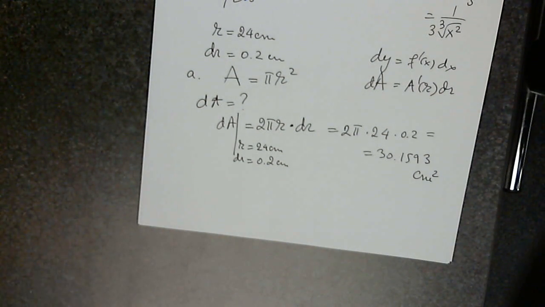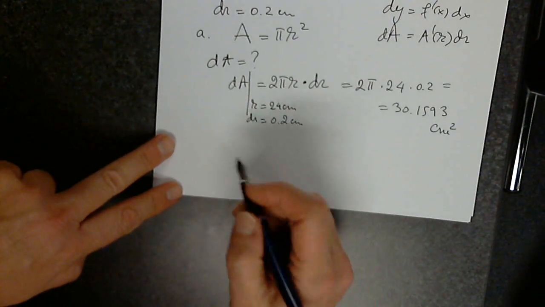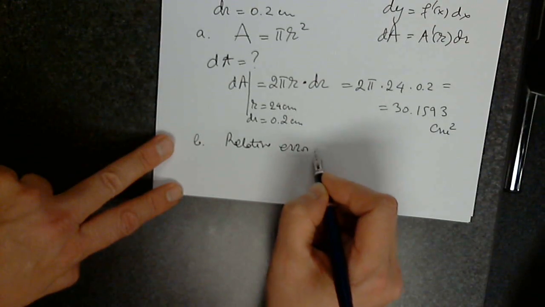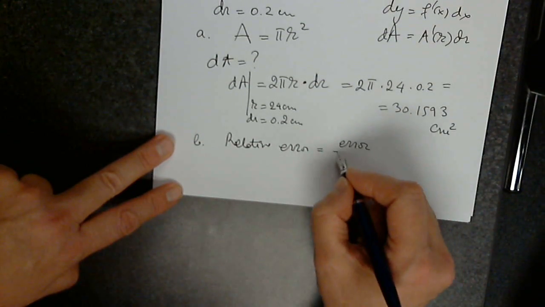So for an error of 0.2 centimeters in the radius of the disk, what is the estimated error in the area of the disk? 30.1593 square centimeters. What is the relative error and what is the percentage error? So B, relative error is error over original.